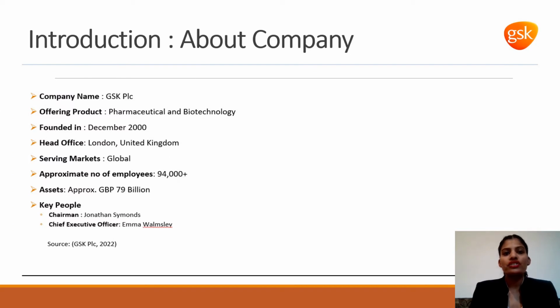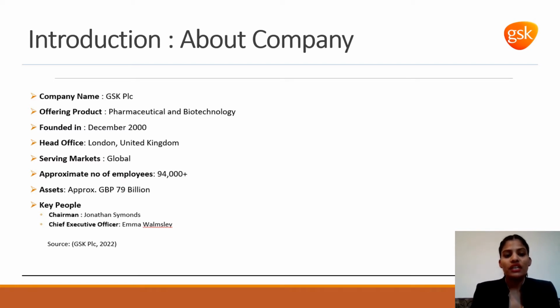The name of my organization is GlaxoSmithKline PLC. It was founded in December 2000, and it is a company which mainly offers pharmaceutical and biotechnological products. It has approximately 94,000 plus employees, and the assets of this company are 79 billion GBP. The name of the chairman is Jonathan Simon, and the chief executive is Emma Walmsley.